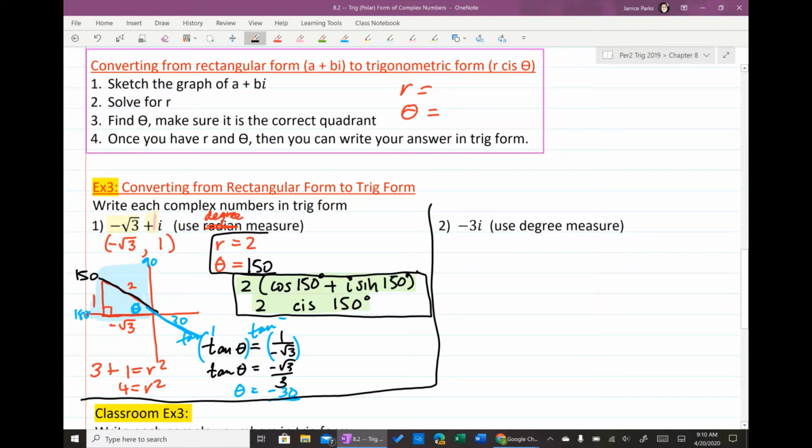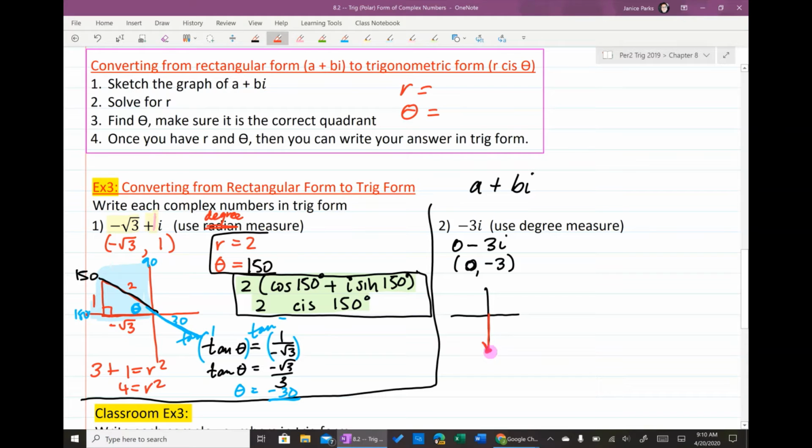For the second one, we have negative 3i. So remember, it's always in a plus bi form. So we have basically 0 minus 3i. So my point is 0, negative 3 if I were to put that on an xy axis. So 0 for the x and negative 3 for the y. That point is right here.